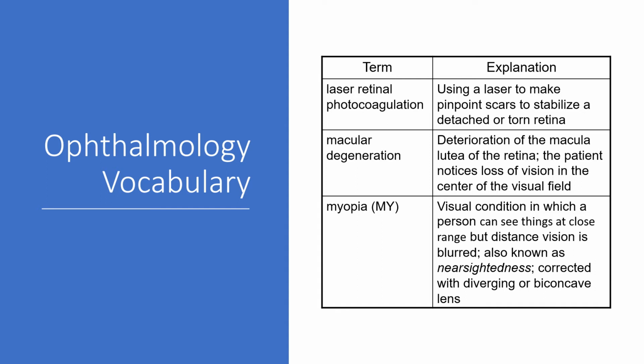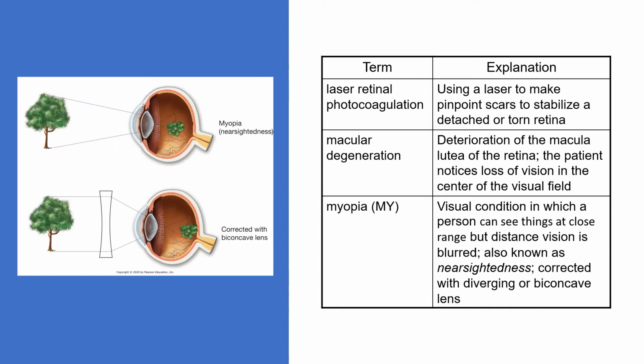Macular degeneration is degeneration or deterioration of the macula lutea of the retina. The patient notices loss of vision in the center of the visual field. Myopia, abbreviated MY, is a visual condition in which a person can see things at a close range, but distance vision is blurred. This is also known as nearsightedness, and it is corrected with diverging or biconcave lenses.